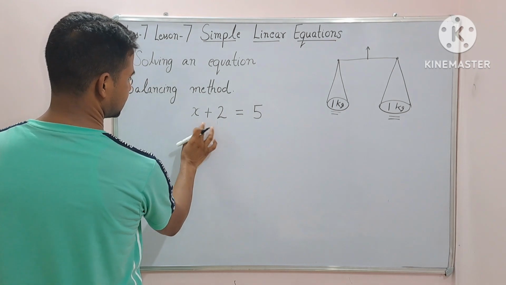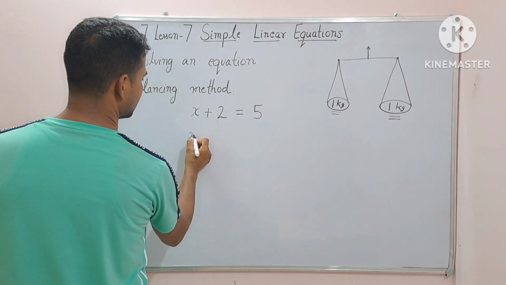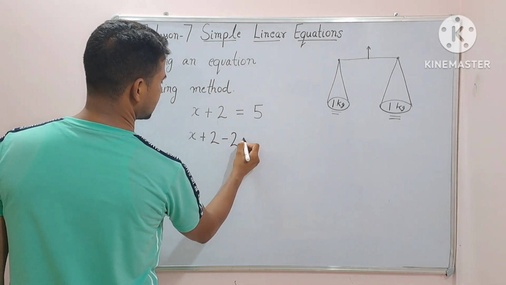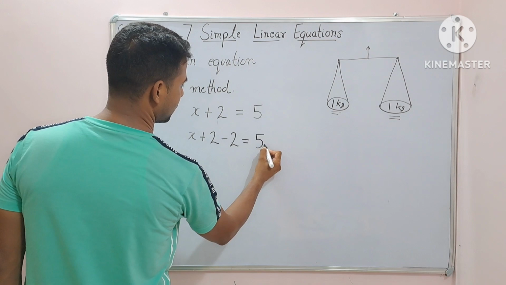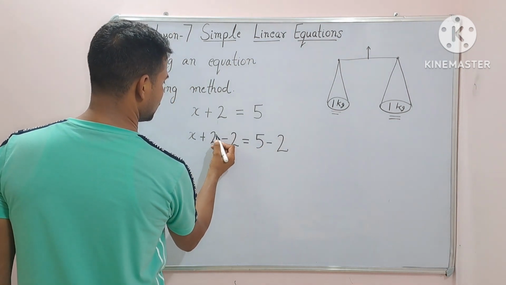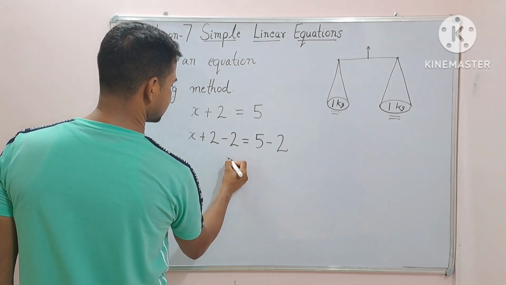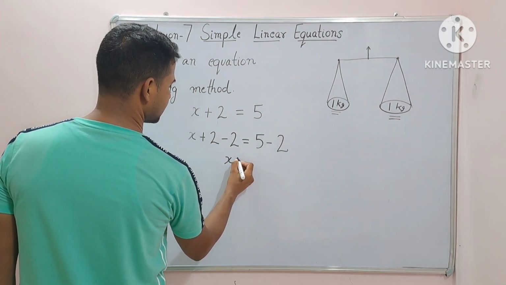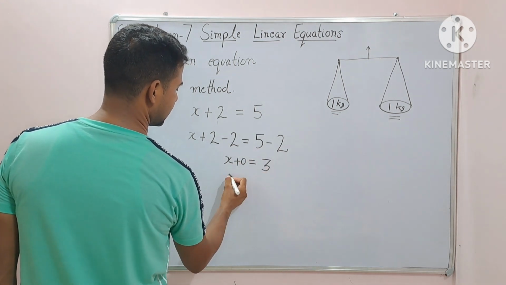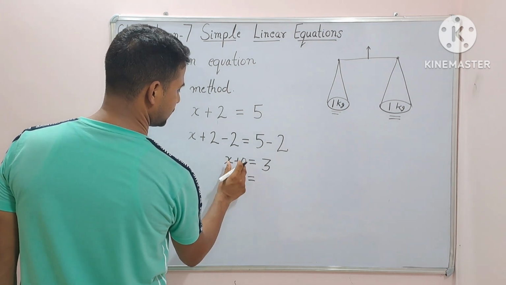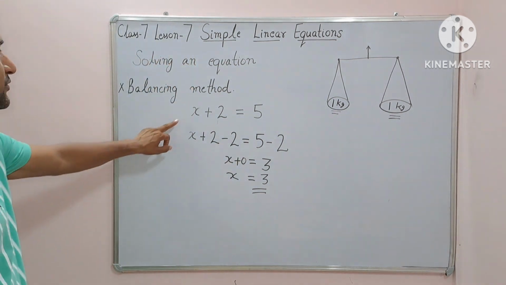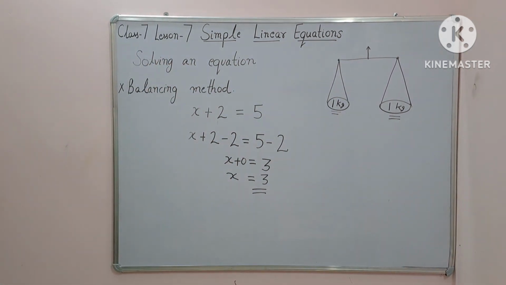Here 2 is extra. What we will do, we subtract 2 from both sides. 2 minus 2 is 0. x plus 0 is equal to 5 minus 2, 3. x plus 0 means x is equal to 3. x is equal to 3 is the solution for this equation by the balancing method.